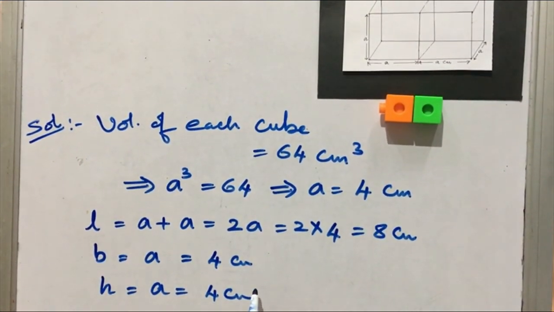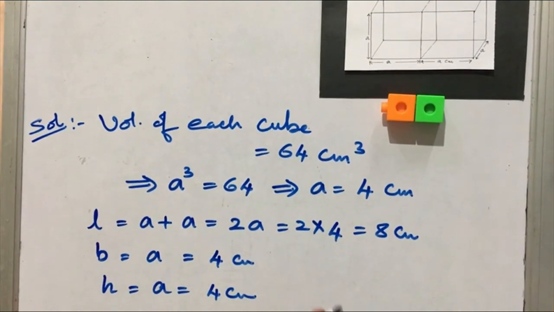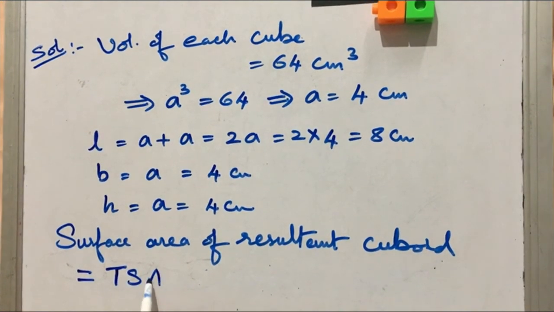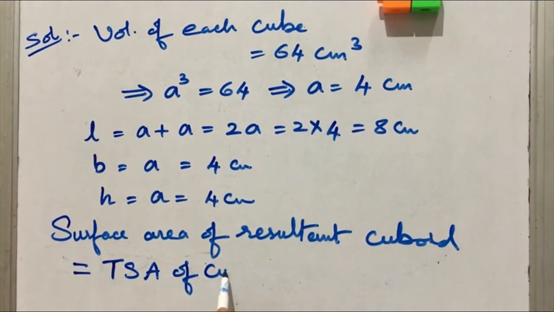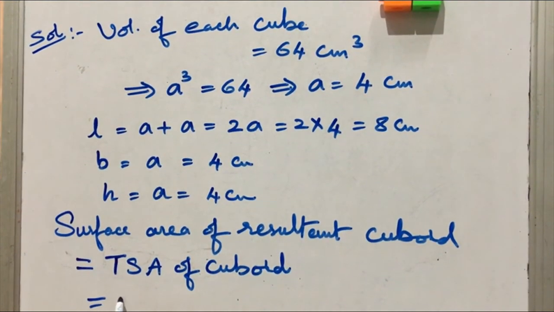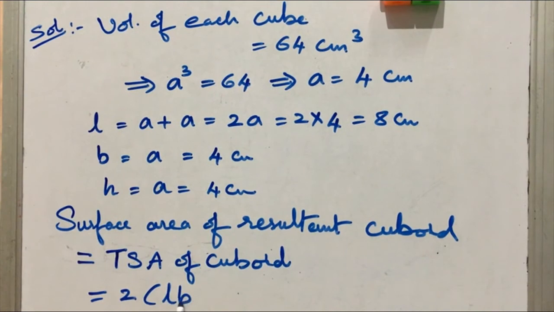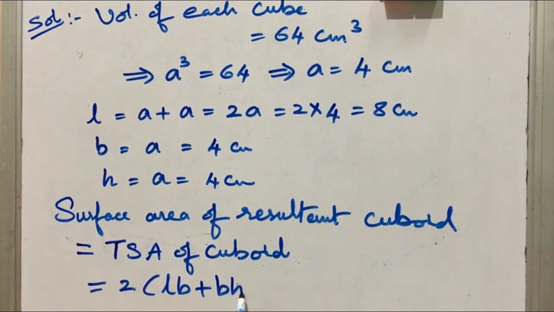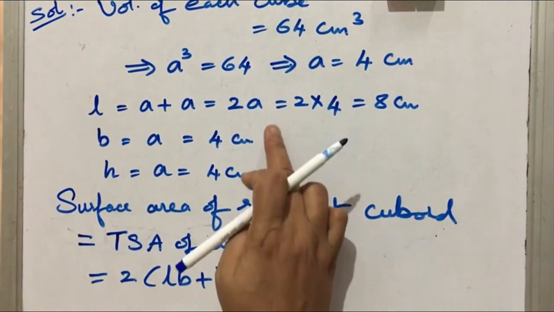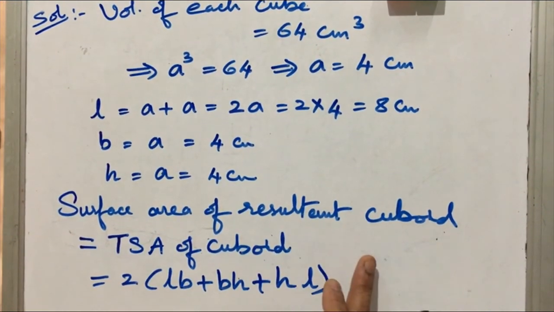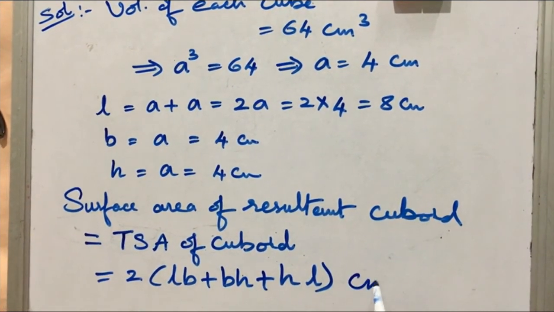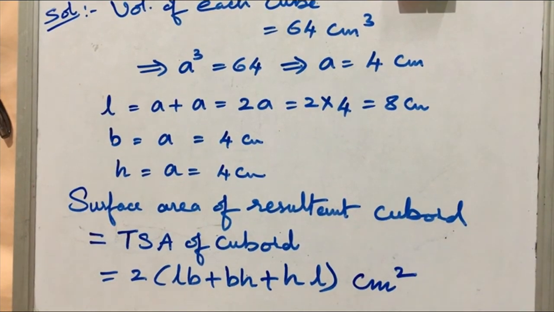Now we have to find the surface area of this resultant cuboid, which is the TSA of the cuboid, 2 into lb plus bh plus hl. When we substitute these values, we are going to get the total surface area of the resultant cuboid. Compulsorily you have to write the units also. It is nothing but square centimeters.